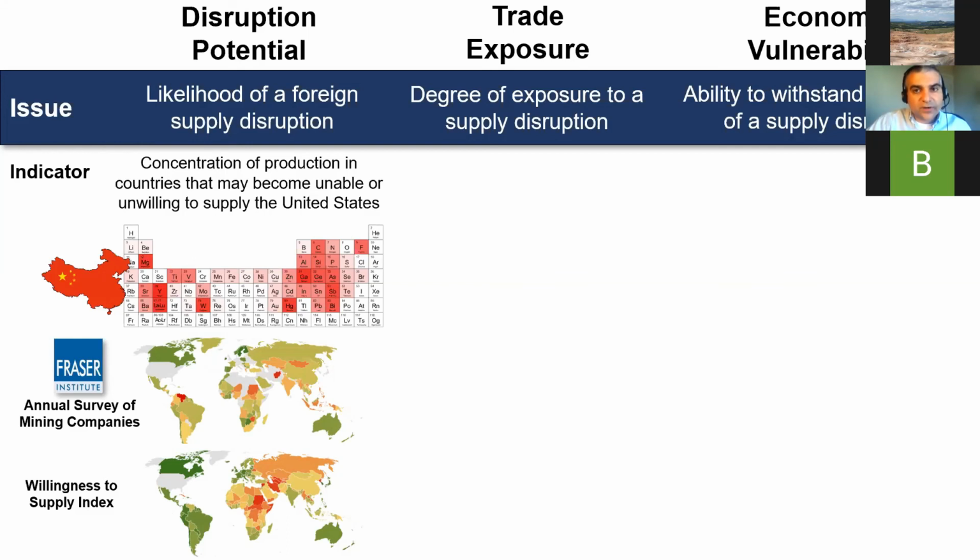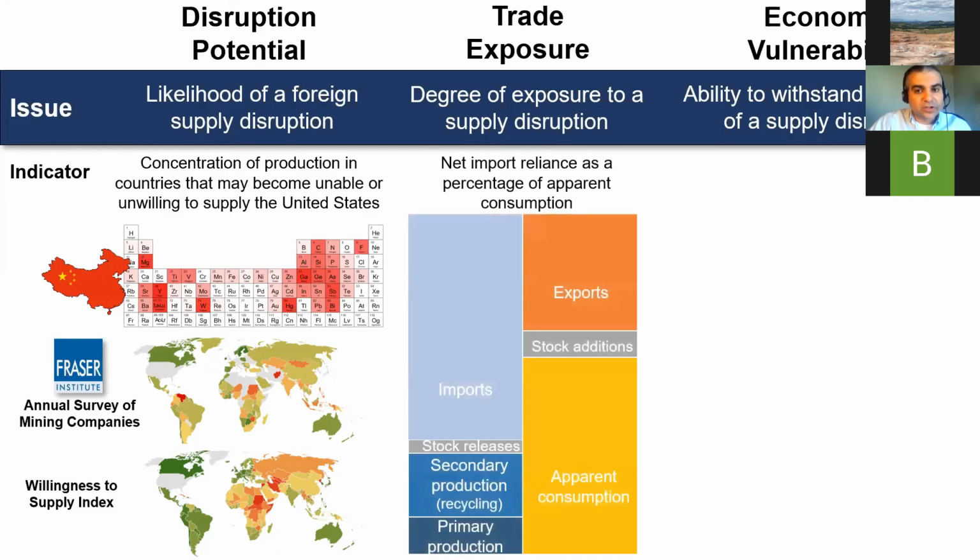On the exposure front, the trade exposure component, here we used a familiar metric, the net import reliance, which I showed before. Really, we're looking at imports minus exports relative to the apparent consumption, where apparent consumption is calculated as primary plus secondary production plus net imports plus any stock releases minus additions.